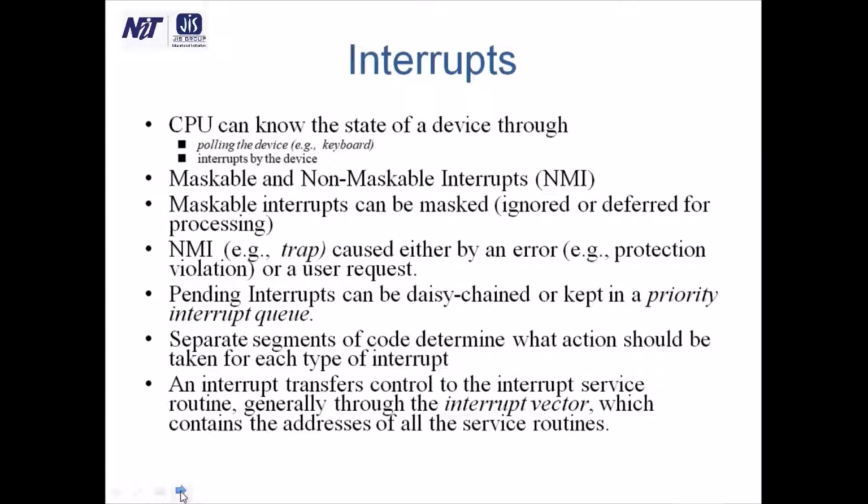So interrupts can be maskable and non-maskable. A maskable interrupt can be masked, ignored, or deferred for processing. A non-maskable interrupt causes an error. The pending interrupts can be daisy-chained or kept in a priority interrupt queue. A separate segment of code determines what action should be taken for each type of interrupt. The interrupt transfers control to the interrupt service routine, generally through the interrupt vector, which contains all the addresses.